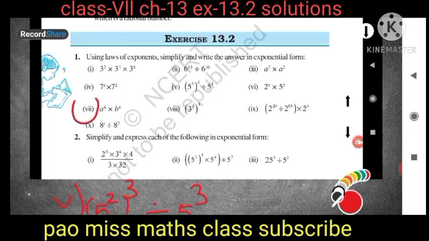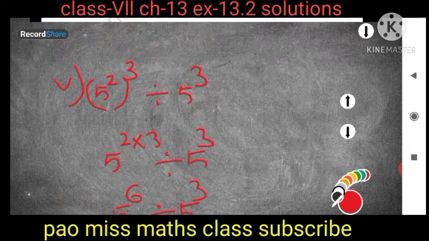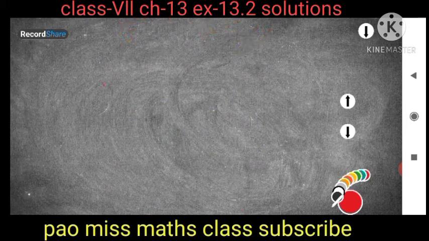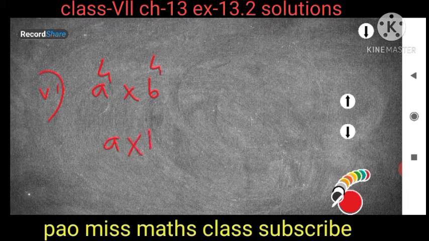Now question number 7. What you can see here is that the powers are the same and they are multiplied, and the bases are different. If the powers are same and they are multiplied and the bases are different, then you will multiply the bases, isn't it? So how will you multiply the bases? Here it is given, a to the power 4 multiply b to the power 4. In this case you will multiply a multiply b, and the power is the same, that means the power will be 4. So what you will get, ab to the power 4.